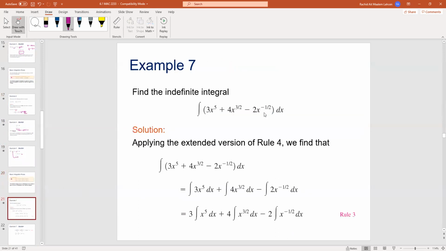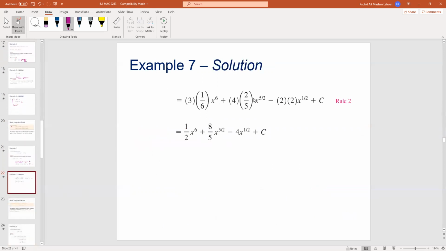So if I have this example, instead of attempting to find for the whole thing, you're going to split it, because you have an addition and subtraction. So this is rule number 4, and use the rule number 3 to put these multiples outside. Then use rule number 2, which is the power rule on all these, and you leave the C at the end, right?